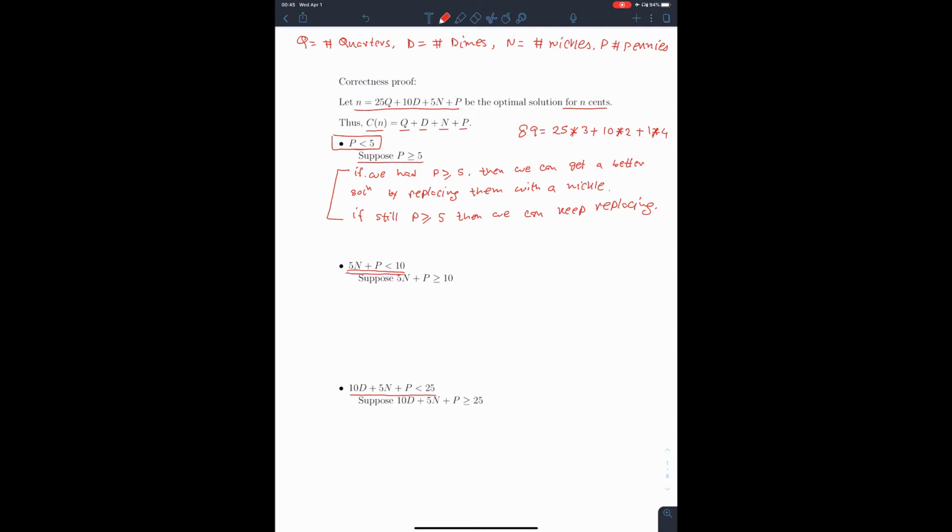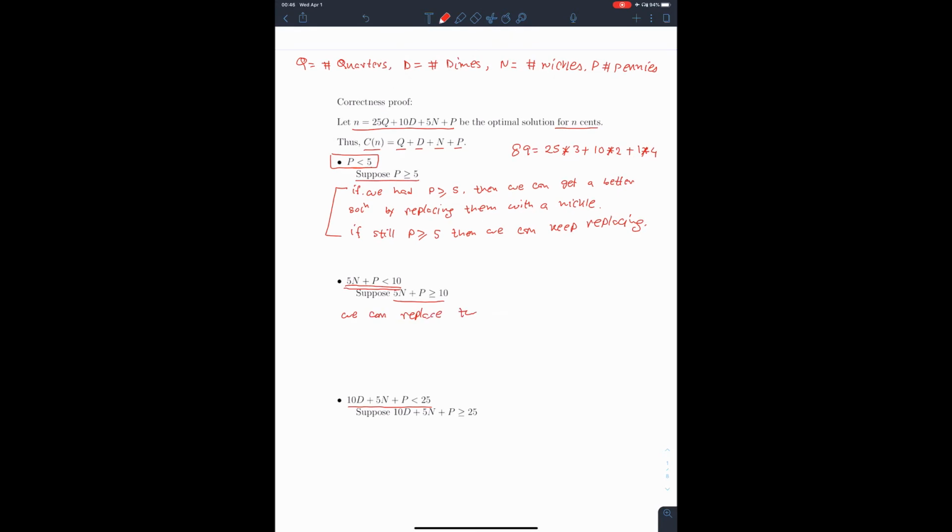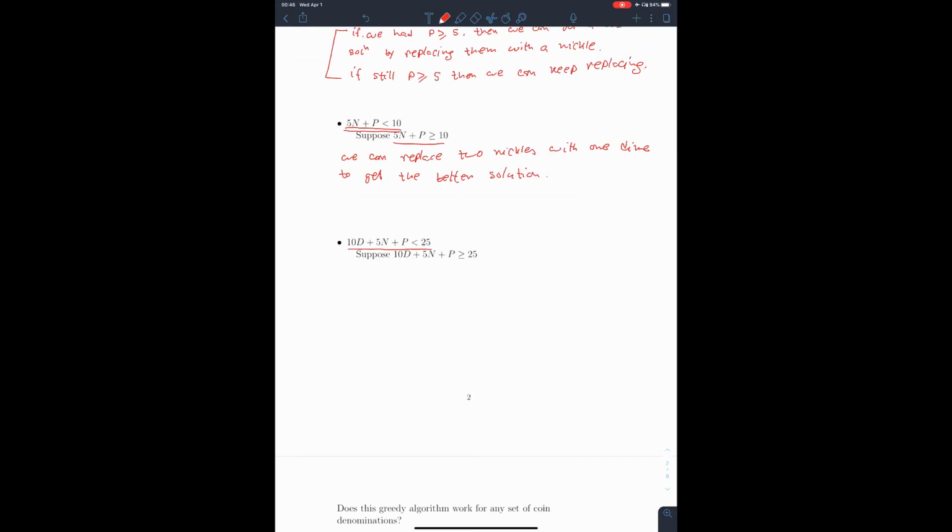So what happens if that is not the case? That means what happens if we get 5n plus p greater than or equal to 10? In that case, we can replace two nickels with one dime to get a better solution. Also, our solution will always yield that 10d plus 5n plus p should be less than 25.